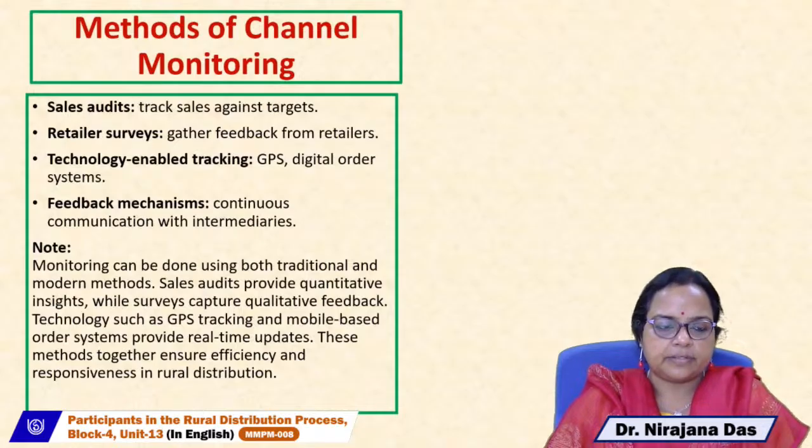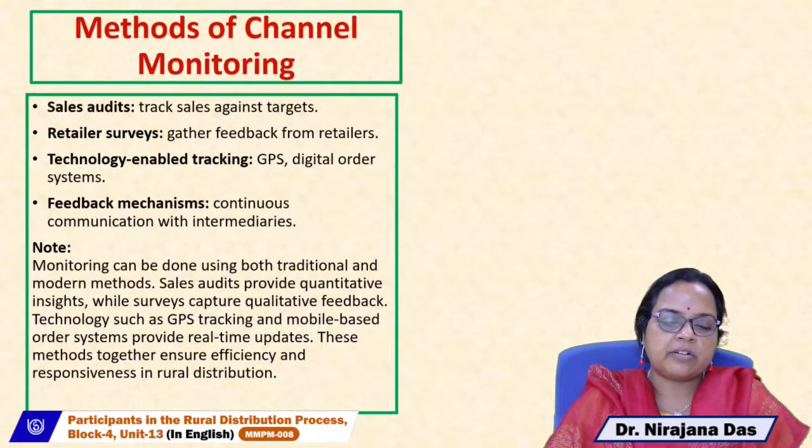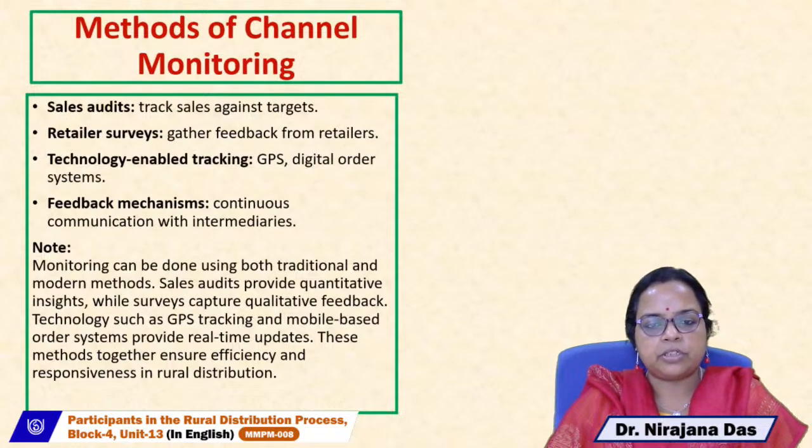Technology-enabled tracking. This is the new one, where the examples are GPS and digital order system. So when GPS is activated, you can understand where your trucks are, at what stage your transportation system is, and when the customer can receive the product through the GPS system. It is helping the marketers to track and to get real-time updates about the distribution channel.